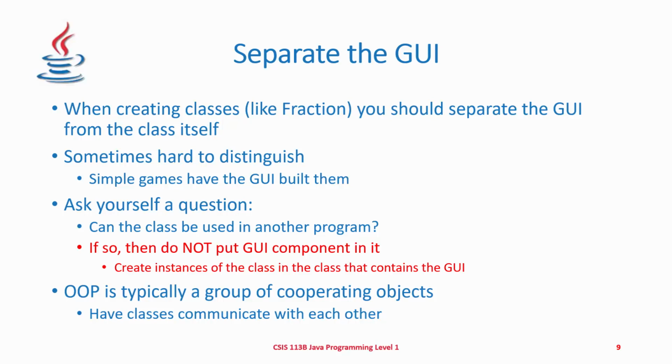So you need to ask yourself, can the class be used in another program? Is that your intention for creating the class? Because if that's the case, you definitely do not want to put the GUI components in it. So again, you're going to create the instances of the class in the class that contains the GUI. Object-oriented programming is typically a group of cooperating objects. We have classes communicate with each other. So you've got the GUI class, which then invokes your custom classes.